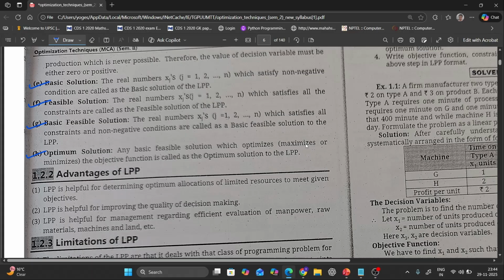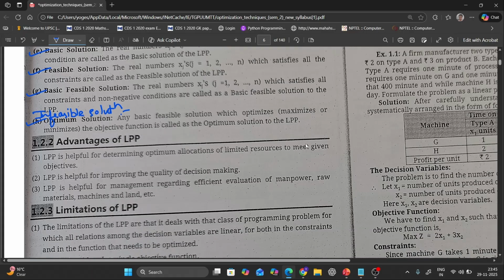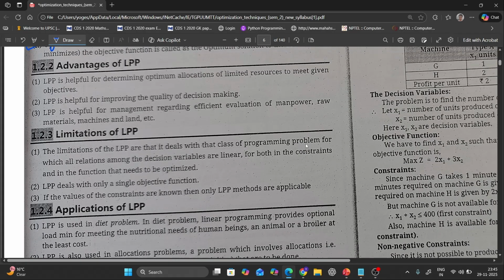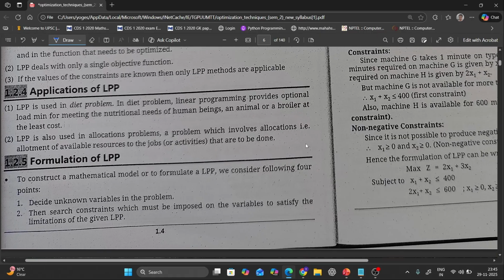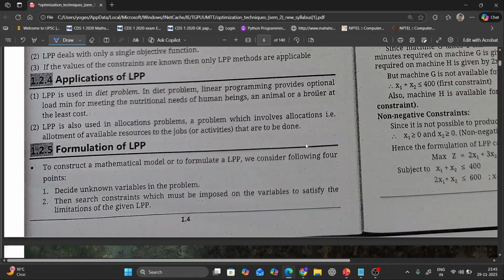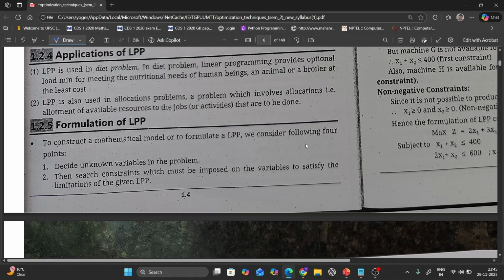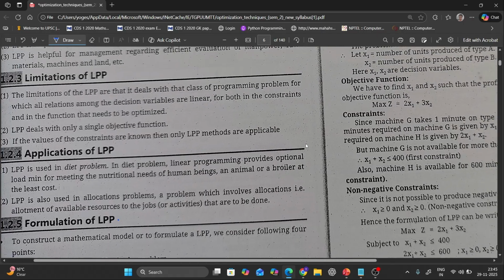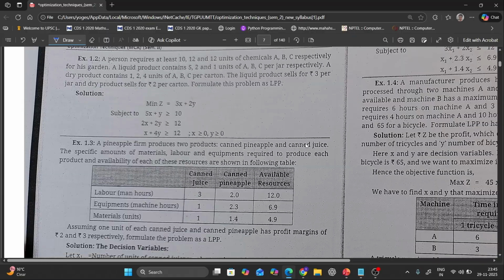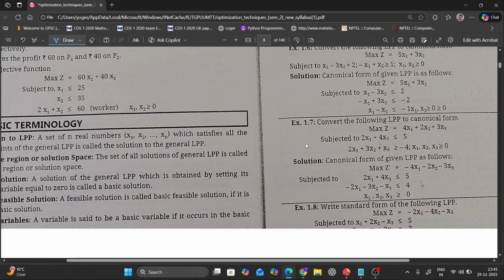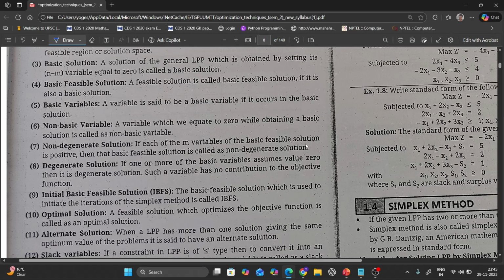After that, just add one more definition to this, that is infeasible solution, which was asked in your exam. So this would also be asked again, so you have to remember that. Advantages have a bare minimum chance of being asked. Then further, applications also have a bare minimum chance of being asked. Next is formulation of LPP, which we are going to see in your next lecture. So this was for today. Further we are going to see formulation of LPP, and after that we are going to start with our simplex method, which is usually asked in the exam, right?